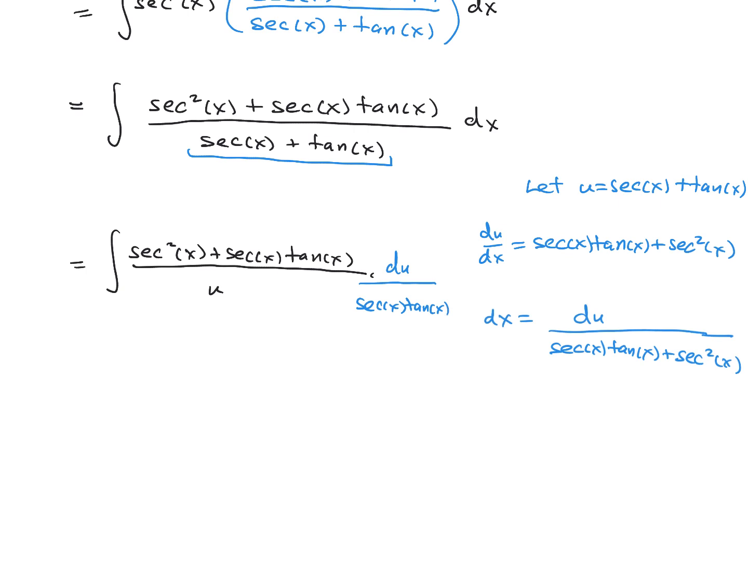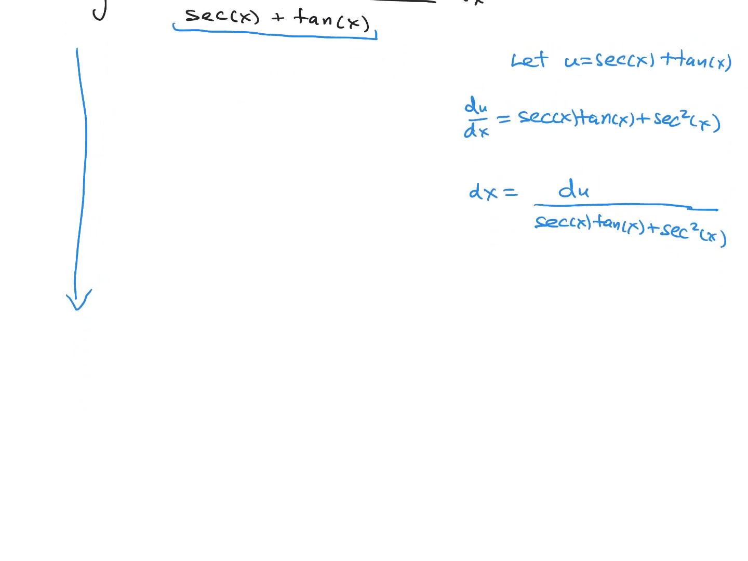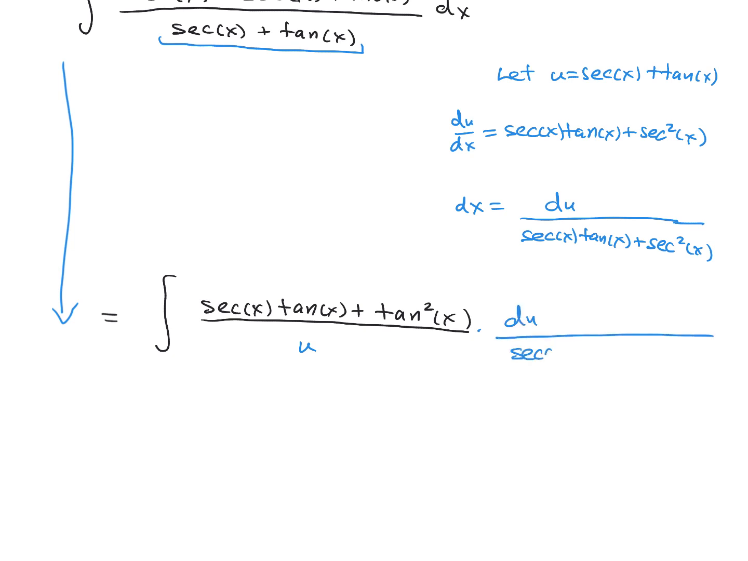So let's back this up and erase this so it's a little easier to follow. So let's back up to this equal sign, now taking us down to here. So this is going to be equal to, again, we've got our secant of x tangent of x plus our secant squared of x up there. We've got our u down here, and now over here we've got our du divided by our secant of x tangent of x plus the secant squared of x.